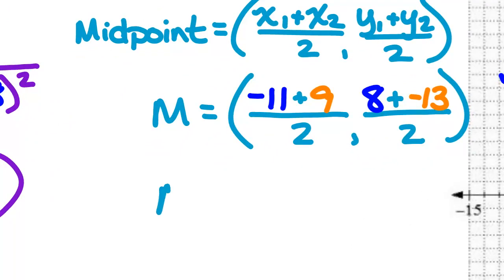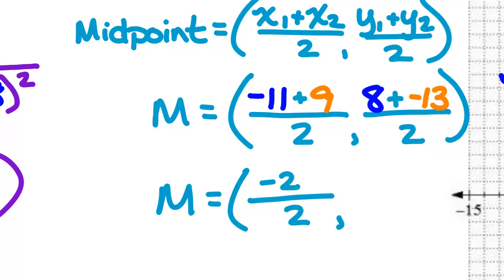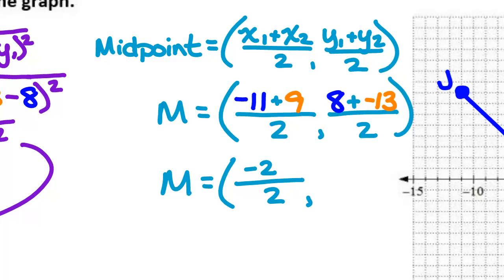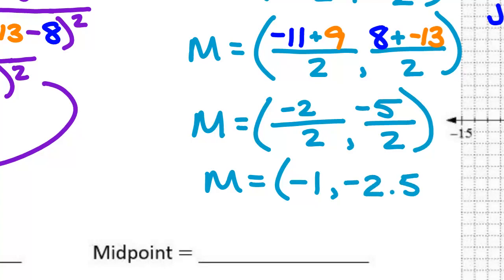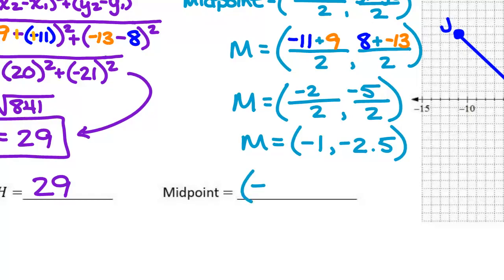What is negative 11 plus 9? Negative 2. So I have negative 2 over 2. 8 plus negative 13 is negative 5. And now we're going to simplify them. Negative 2 over 2 comes out to be the whole number of negative 1. But negative 5 over 2 does not come out to be a whole number. I get negative 2.5. So that is my midpoint.